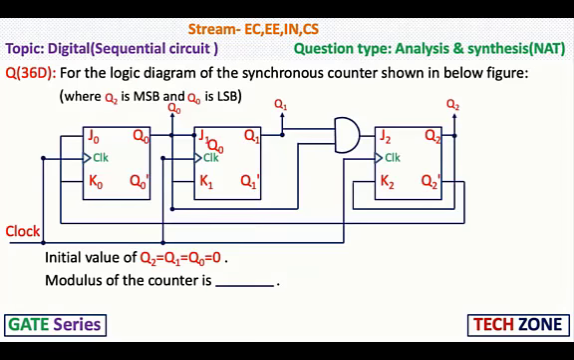So the question here is: for the logic diagram of the synchronous counter shown in the below figure, where Q2 is MSB and Q0 is LSB. So this is the figure here. The initial value of Q2 equals Q1 equals Q0 equals 0. The modulus of the counter is ___. Fill in the blanks.